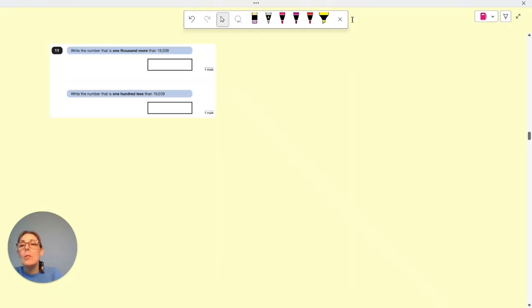Question 11. Write the number that is 1,000 more than 19,039. So this is the ones or the units, the tens, the hundreds, the thousands. So I'm going to add, it says 1,000 more, so I'm going to add 1 in the thousands column.